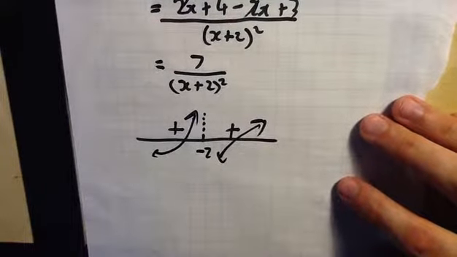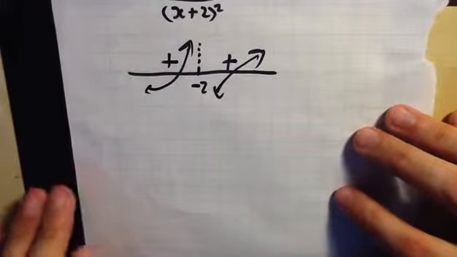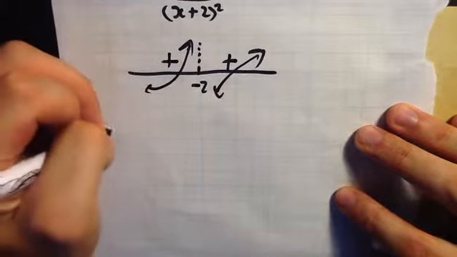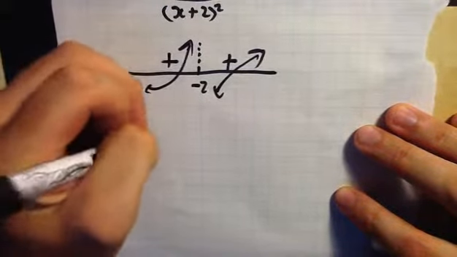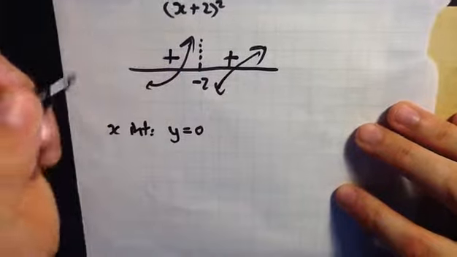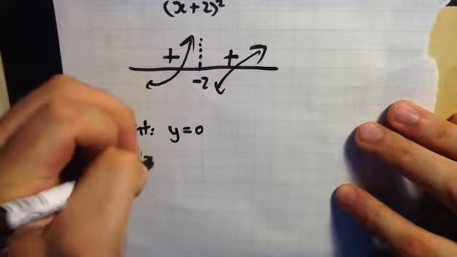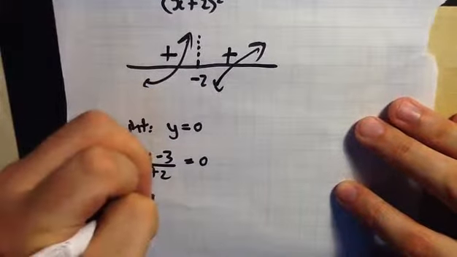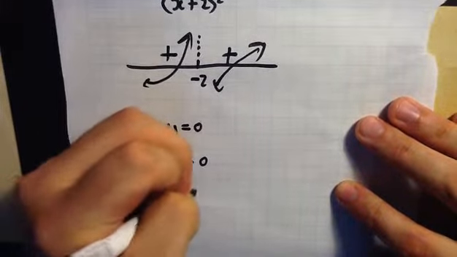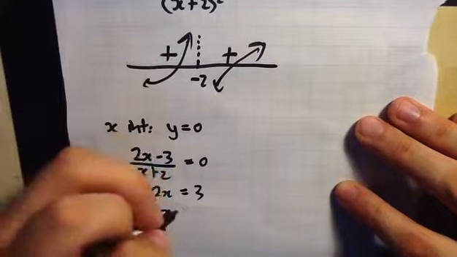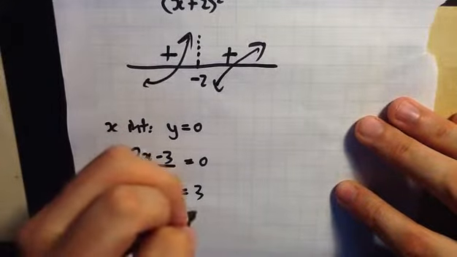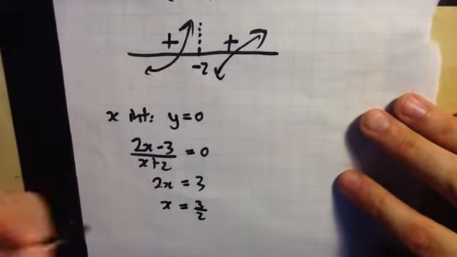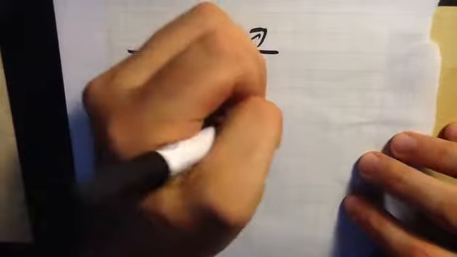Now, what was the other thing? Axis intercepts. How do I get axis intercepts? Well, for the x-intercept, y must equal 0, so the function must equal 0. So 2x take 3 over x plus 2 is equal to 0. You can see that 2x is going to be equal to 3, so x is going to be equal to 3 on 2. So the x-intercept is 3 on 2.